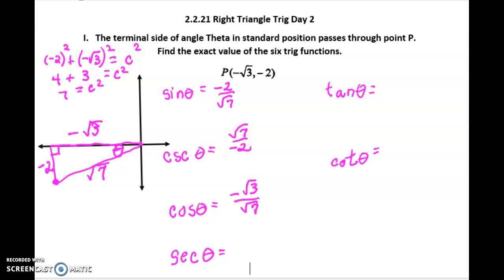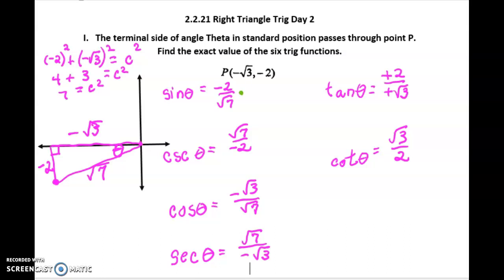And the secant is the reciprocal, so square root of 7 over negative square root of 3. Tangent is opposite over adjacent, so that would be negative 2 over negative square root of 3. And the reciprocal, and we know that would be positive, the reciprocal would be the square root of 3 over 2. Now, all of these that have square roots in the denominators, you know we've got to rationalize.